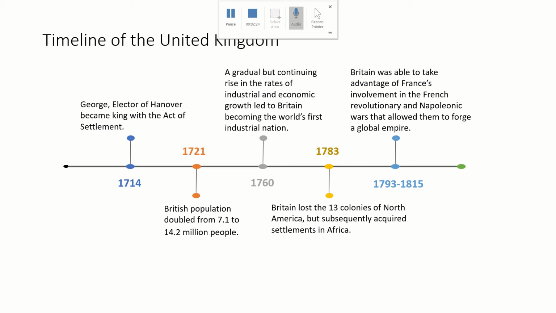In terms of Britain acting as an imperial power, in 1783 it lost the 13 colonies of North America during the United States Revolutionary War, but subsequently acquired settlements in Africa, such as Sierra Leone, Trinidad, and Mauritius, which allowed them to strengthen their international naval dominance with overseas settler societies. This, as well as taking advantage of France's involvement in the French Revolutionary and Napoleonic Wars, allowed Britain to forge a global empire that was at its peak from 1793 to 1815.